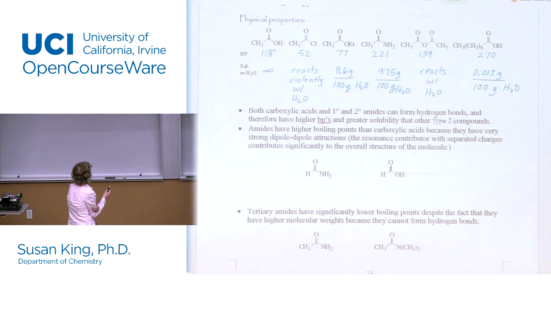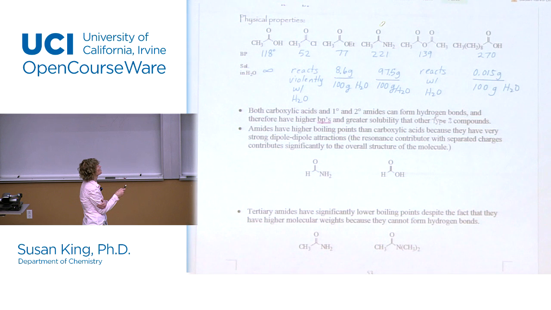Let's see, what else? Why would a carboxylic acid be higher than an acid chloride in boiling point? This can hydrogen bond with itself, right? Remember they form dimers, okay? Ester, can that hydrogen bond with itself? No, so even though it has a higher molecular weight than the carboxylic acid, it can't hydrogen bond with itself, so it's going to have a lower boiling point.